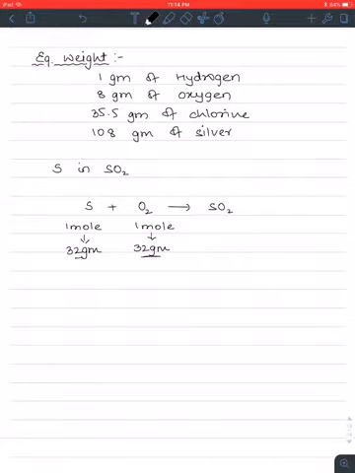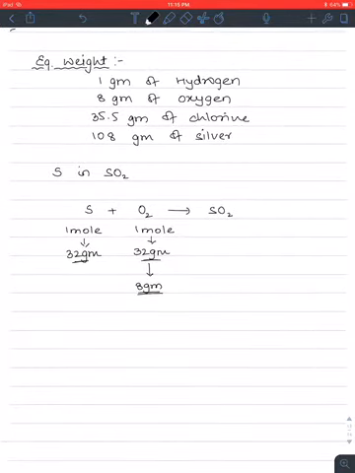So with 32 gram of oxygen, the weight of sulfur that is reacting is 32 gram. So with 8 gram of oxygen, how much sulfur will react? If with 32 gram of oxygen, 32 gram of sulfur is reacting, then with 8 gram of oxygen, the weight of sulfur that will react will be 8 gram. And this 8 gram is the equivalent weight of sulfur in SO2.